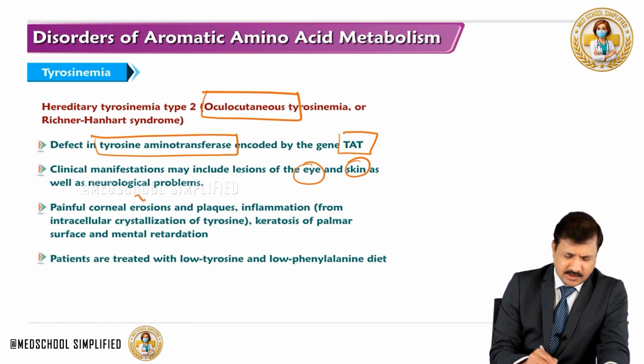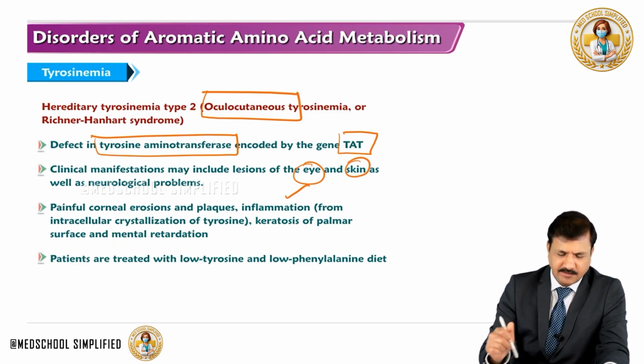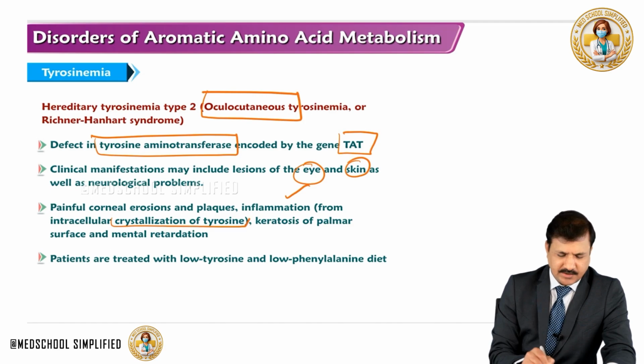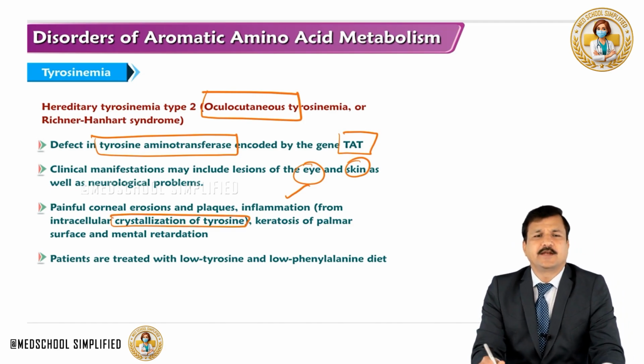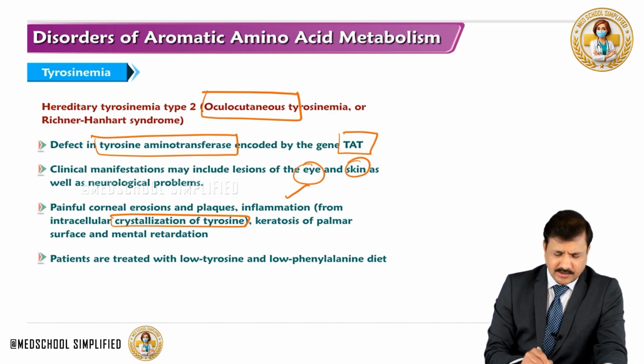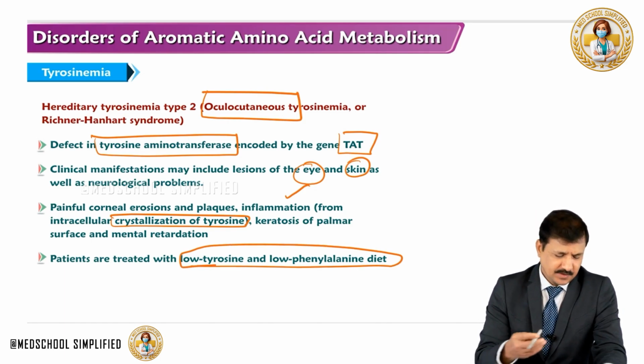Painful corneal erosions, plaques, inflammation like keratosis of the palms and soles, and mental retardation. These are some of the signs that you see in hereditary tyrosinemia type 2. And inflammation of the eyes is because of crystallization of tyrosine leading to an inflammatory process there. Patients treated with a low tyrosine and low phenylalanine diet generally improve in clinical manifestation.